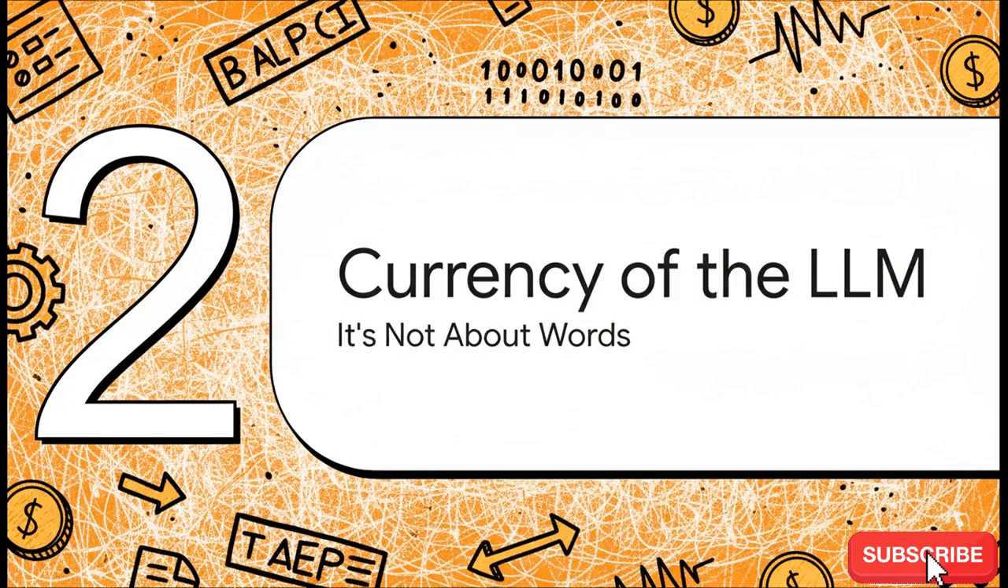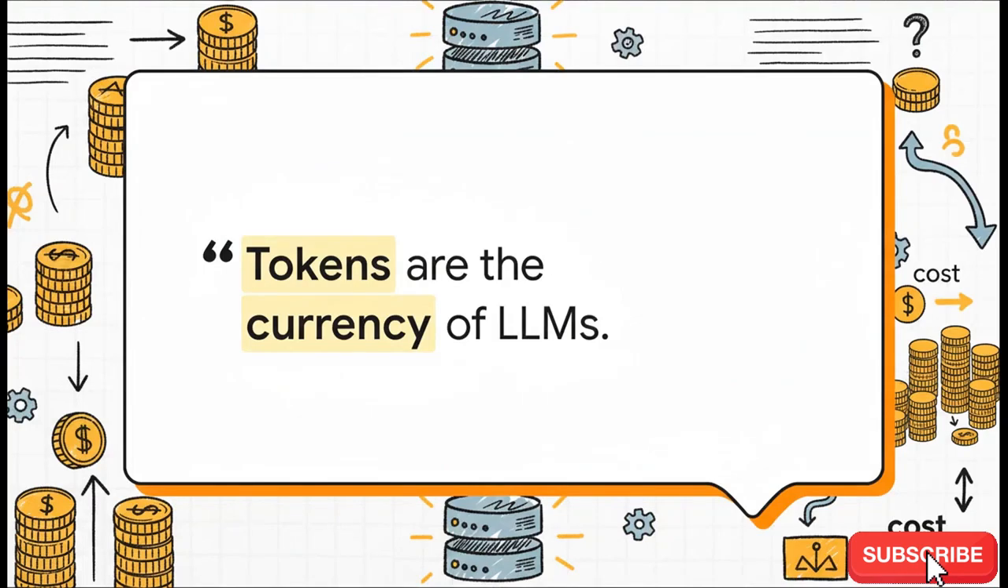So, to figure this out, we have to get down to the one thing that every single one of these models runs on. It's not words, it's not even characters, it's something else. And that brings us to the core idea you need to remember. Tokens are the currency of LLMs. That's the perfect way to think about it. Every time you send text in, you're spending tokens. Every time the model sends text back out, you're spending tokens. It's the entire economy of the system.